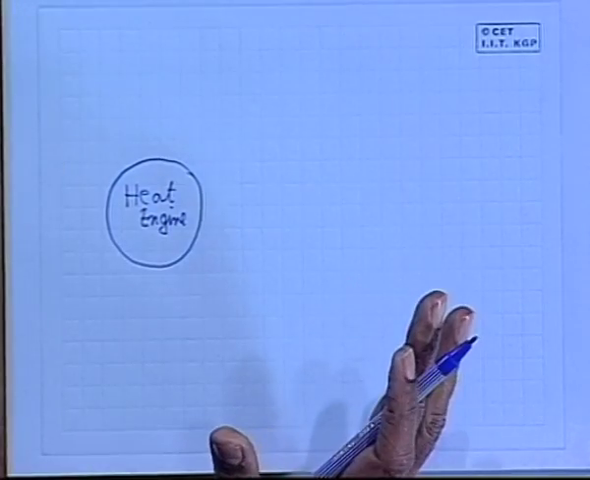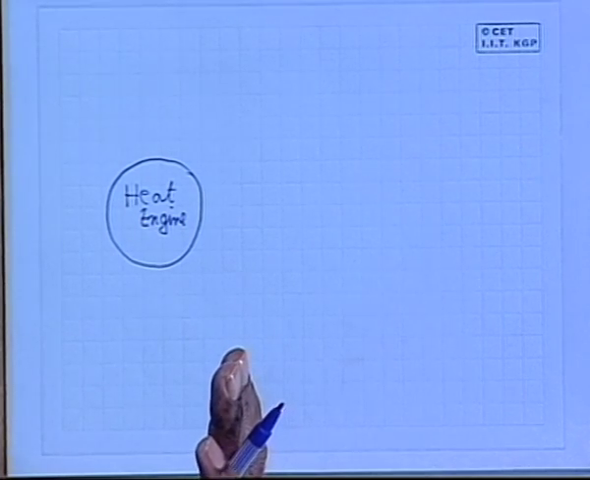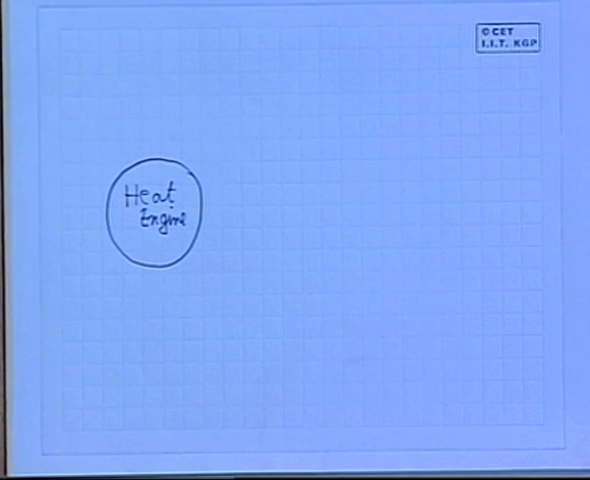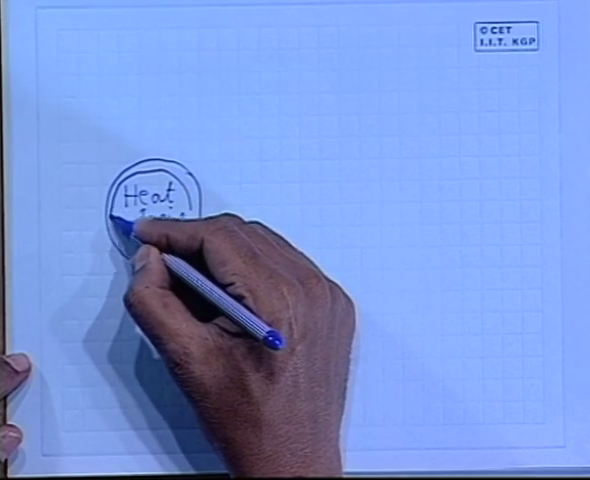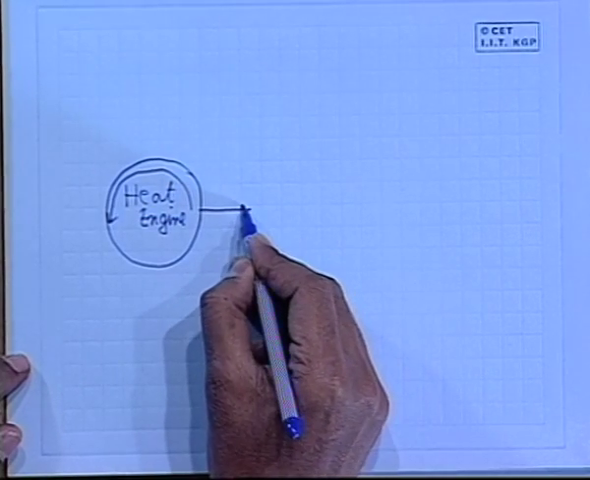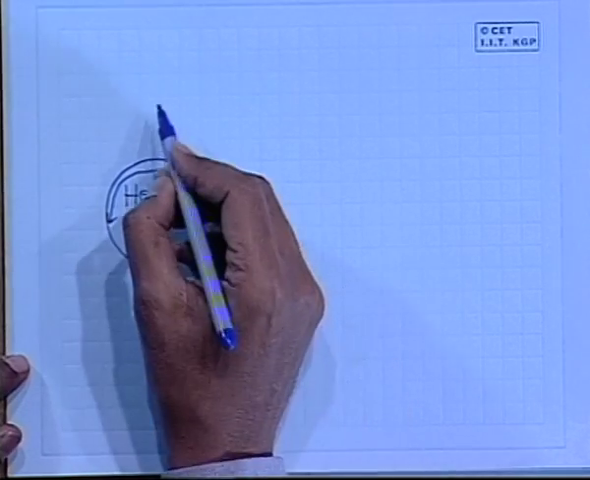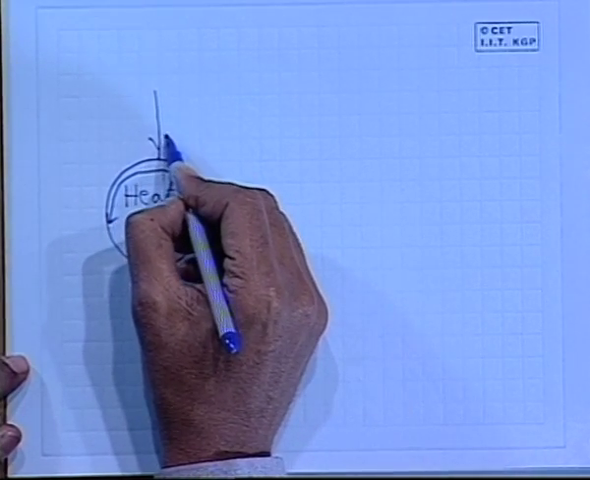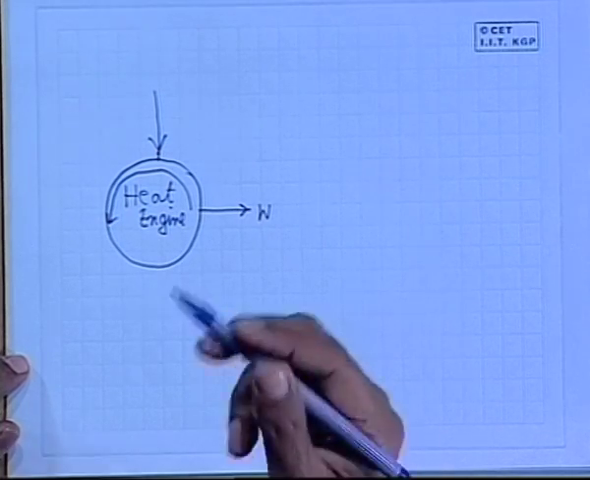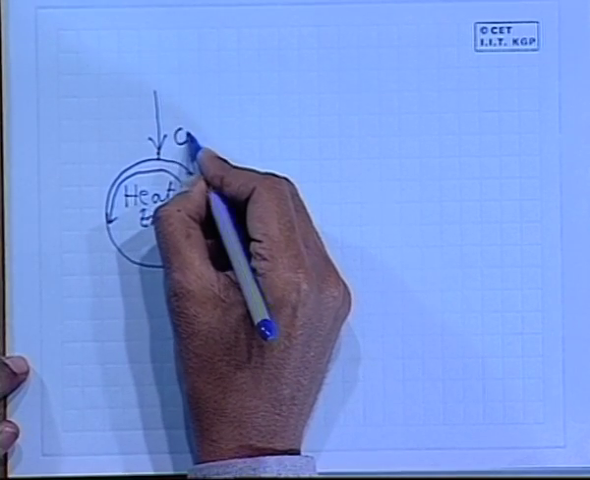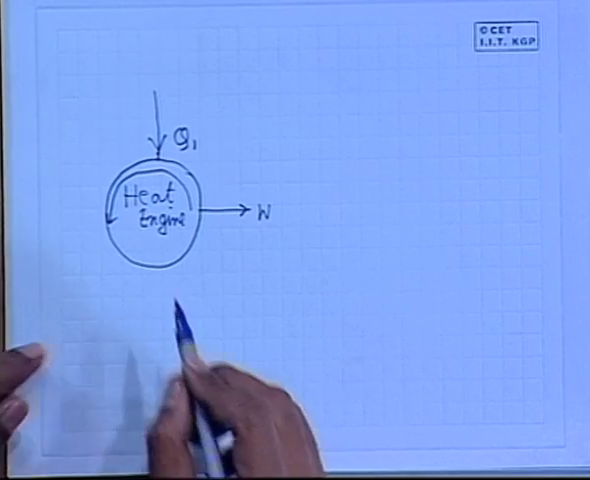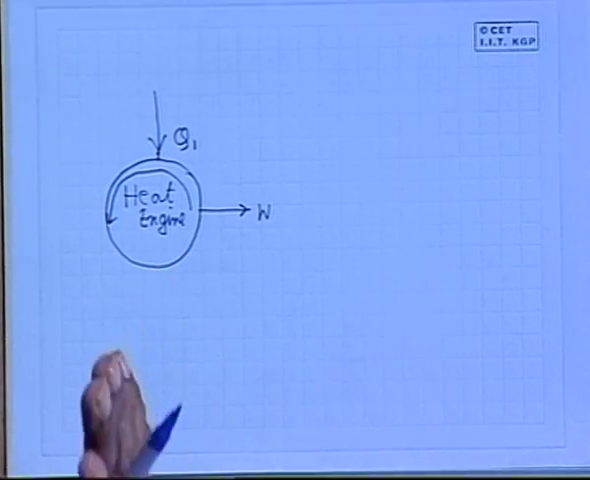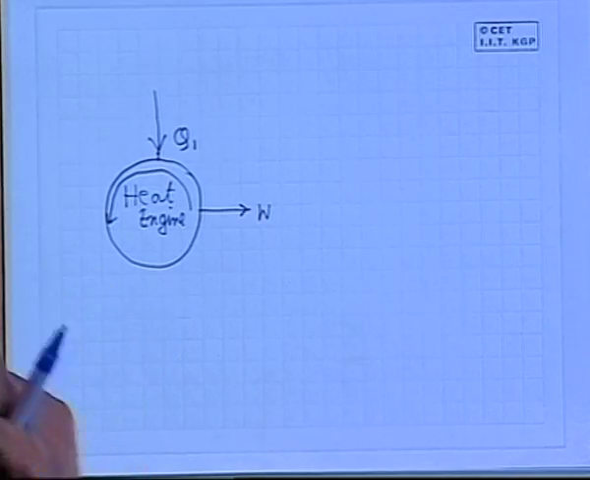A heat engine is a device where a system operates in a cyclic process so that it develops work when some heat is given to it. You can see that some heat is being given to it; let this heat be Q1. A heat engine is a device which operates on a thermodynamic cyclic process whose output is mechanical work, and there is an input of heat.